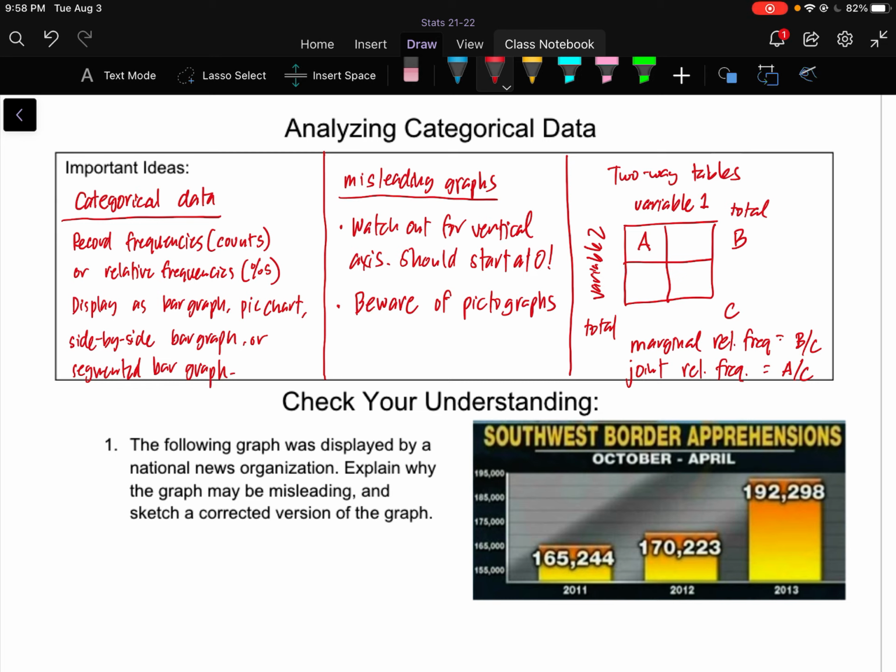And then a conditional relative frequency would be taking one of the numbers in the cells, so inside the table, so a number like in the position of A, and dividing it not by the overall total, but just by, say, a row or a column total. So B is a row total. I could do A over B. That would be a conditional relative frequency.